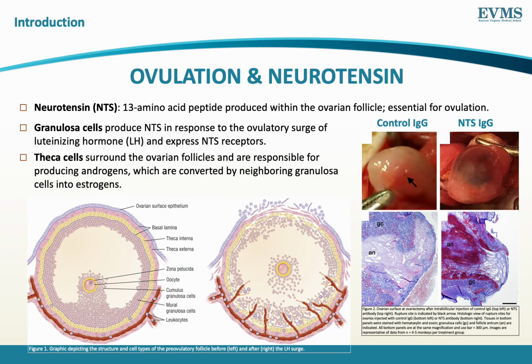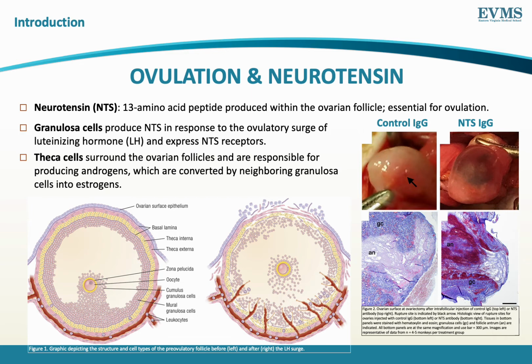One of the central components of the study is neurotensin, which is a tridecapeptide found to be produced in the ovarian follicle during ovulation and is essential for ovulation to occur. Ovulation is the process by which an oocyte is released from the ovulatory follicle. As you can see in the image set on the right, abrogation of neurotensin prevents rupture of the follicle and leads to the formation of a hemorrhagic cyst.